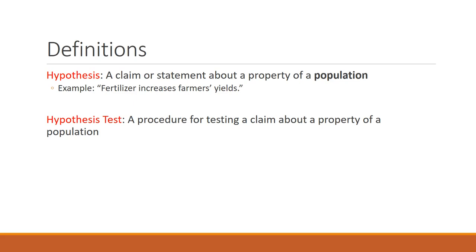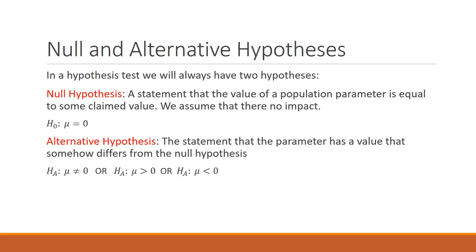Okay, so a hypothesis is a claim or a statement about a property of a population. So using our standard example, a hypothesis could be fertilizer increases farmers' yields. I'm making a statement, a claim about something in the population. I'm saying that in the population of farmers, that fertilizer increases their yields. I'm making a statement or a claim about something that is true in the population. A hypothesis test is a procedure for testing that claim about a property of the population.